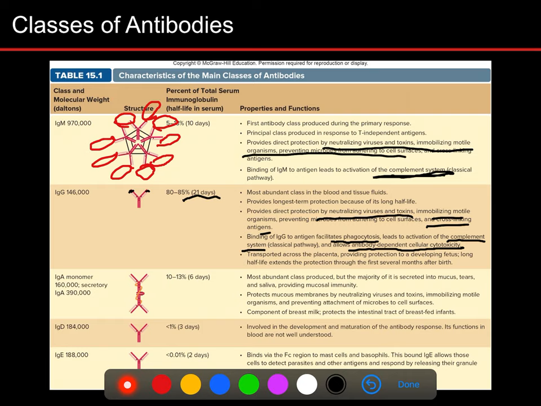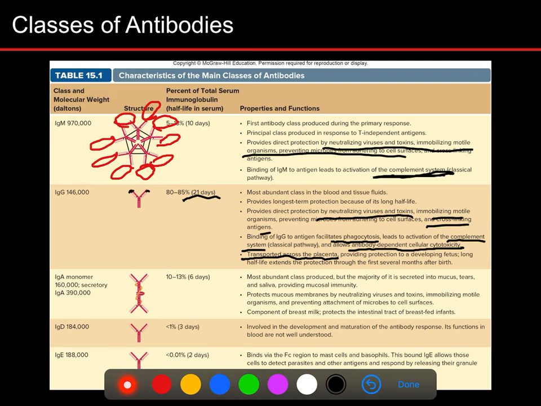IgG is also the only class of antibody that is transported across the placenta. So this antibody is the one that is going to provide passive immunity to developing fetuses in utero. And because it has a long half-life, it can actually stay in the blood for several months. IgG continues to provide passive protection for up to 3 months after birth. It's just hanging out inside of the blood.